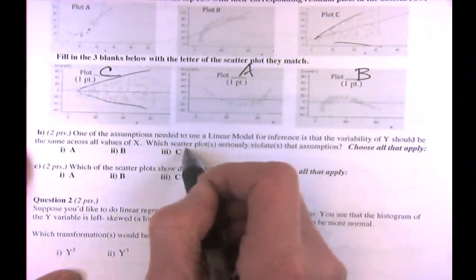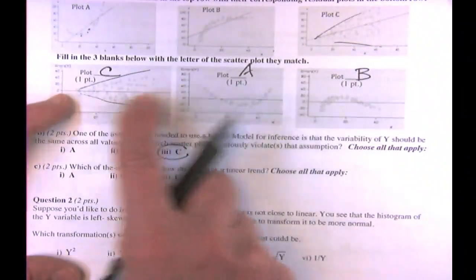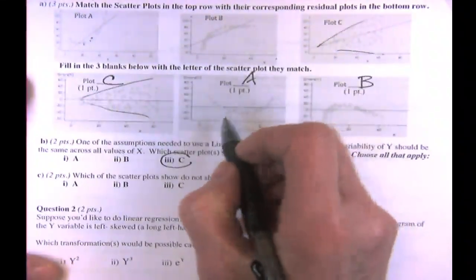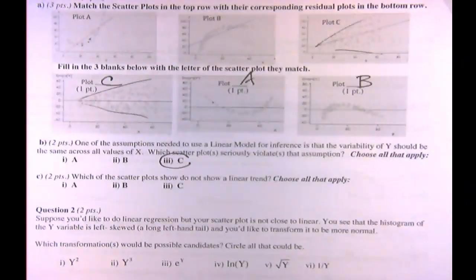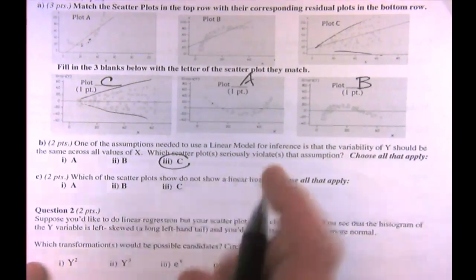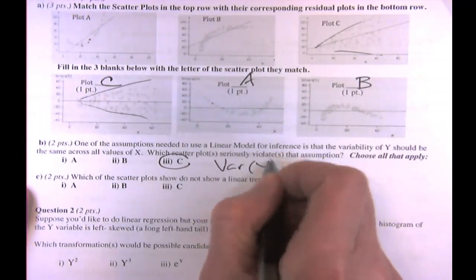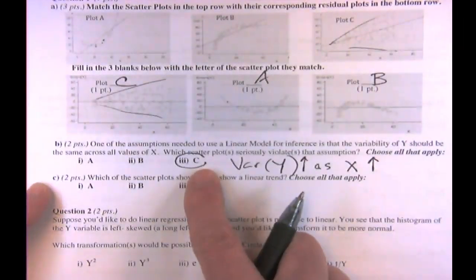And do you see how for plot C, the width seriously violates that? Because you can see that as x gets bigger, the variability of the y's gets much bigger. Whereas here, they don't. There's a little bit of a width here, about the same here and the same here. Does everybody understand that? That's all we're talking about. That's pretty easy. So the variability of the y's goes up as x goes up for C, whereas the other ones are pretty constant.